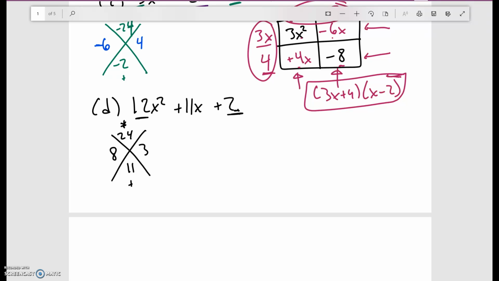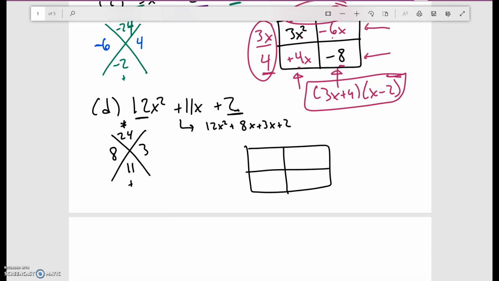Okay, so we can rewrite this now as 12x squared plus 11x plus 2. Oops, that's wrong. 12x squared plus 8x plus 3x plus 2. Okay, and now let me draw the box. So I'm going to have 12x squared here, 2 here, 8x here, and then 3x here.